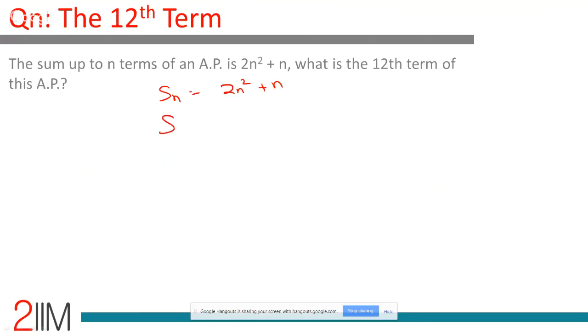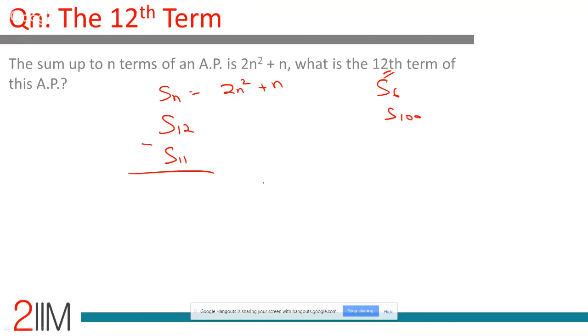With this, we can find the sum up to 12 terms, the sum up to 11 terms, the sum up to 6 terms, the sum up to 100 terms. Everything we can find. We need to find the 12th term of this AP. That is nothing but the sum up to 12 terms minus the sum up to 11 terms. 12 terms added together minus 11 terms added together.